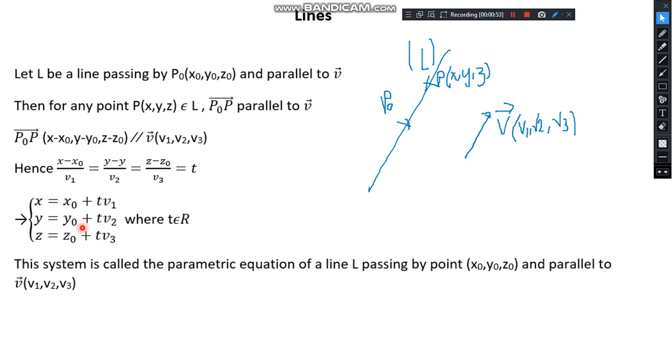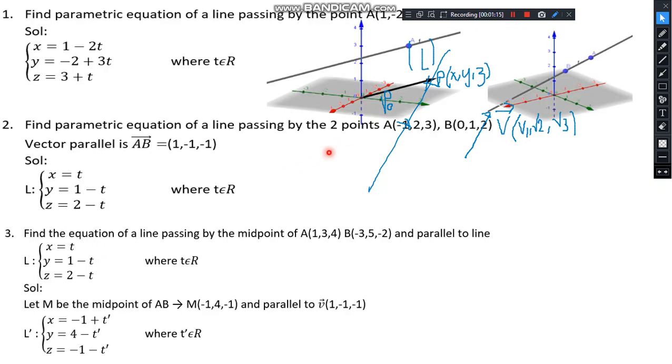So the parametric equation of a line is x equals x0 plus tv1, y equals y0 plus tv2, z equals z0 plus tv3, where t belongs to R, and v1, v2, v3 are the components of any vector parallel to the line, and x0, y0, z0 are the components of a point belonging to the line. So let us take an example to understand it.